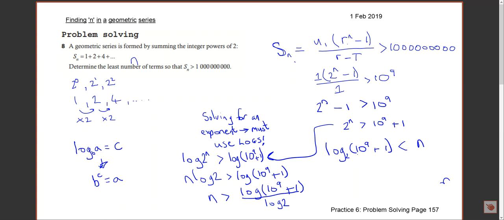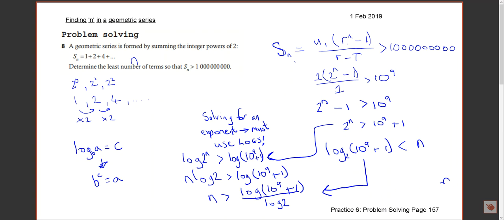The problem with this is, can you put this into the calculator? No, you have to do log over log 2. Right, so you change the base, yeah? You change the base and you basically end up back at this point. Does that make sense? Yep.